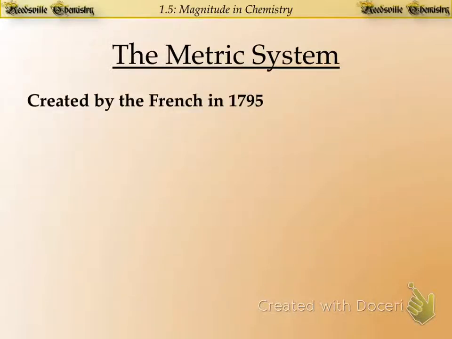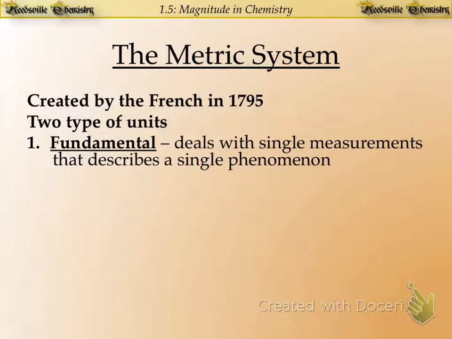So first of all, a little background. Created by the French in 1795. It's an international system. Everybody uses it in the scientific community. We're about the only developed country that doesn't really use it full time. And it has really two types of units.